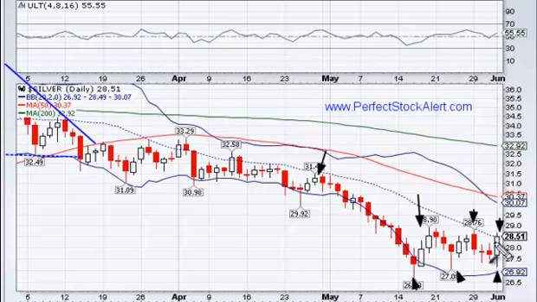Obviously, with gold breaking to the upside, I wouldn't take a short position here either. I'd just consider it to be lagging the gold chart. But for now, I'm just going to leave it alone.